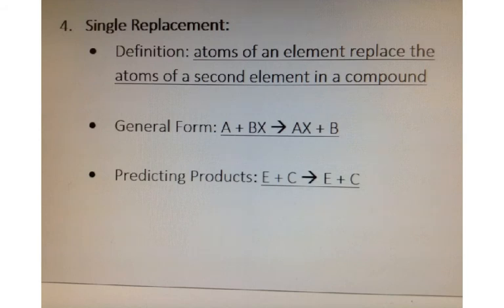All right, the fourth type of reaction that we are going to be expecting you to know how to do is single replacement. And sometimes it is called single displacement, and they mean the exact same thing. So whether you see a worksheet that says single replacement or single displacement, they mean the same thing.